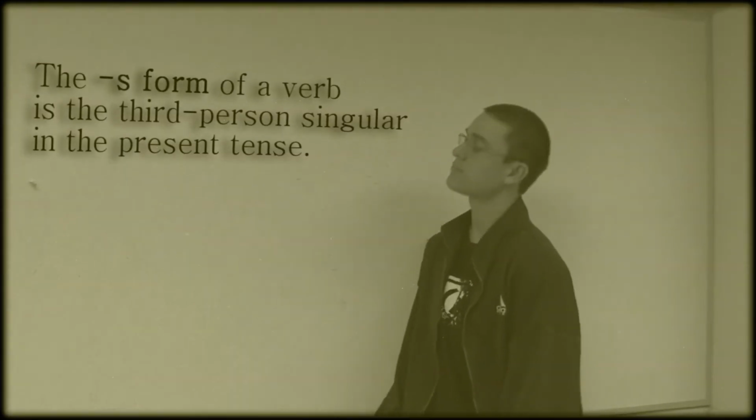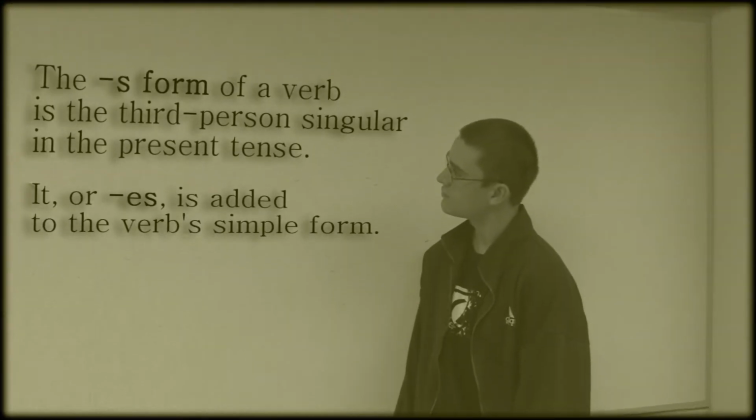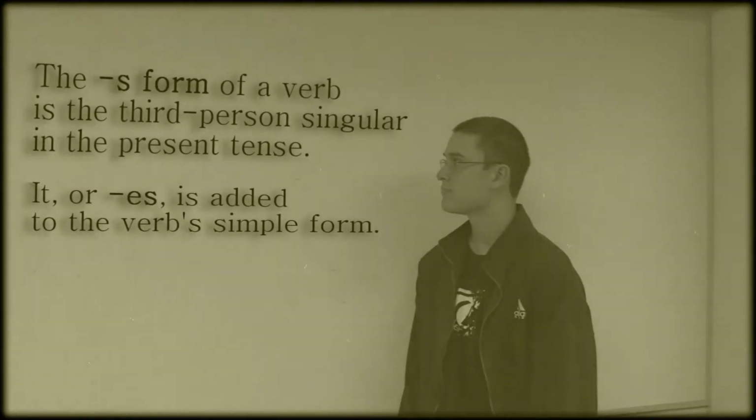The S form of a verb is the third person singular in the present tense. S, or es, is added to the verb's simple form.